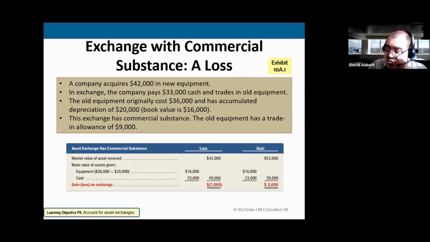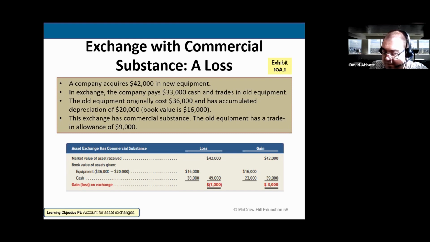Exchange with commercial substance, a loss. A company acquires $42,000 in new equipment. In exchange, the company pays $33,000 cash and trades in old equipment. The old equipment originally cost $36,000 and has a cumulative depreciation of $20,000, which implies a $16,000 book value at the time of the exchange. We are told this exchange has commercial substance and that the old equipment has a trade-in allowance of $9,000. This exchange yields a loss as computed above.